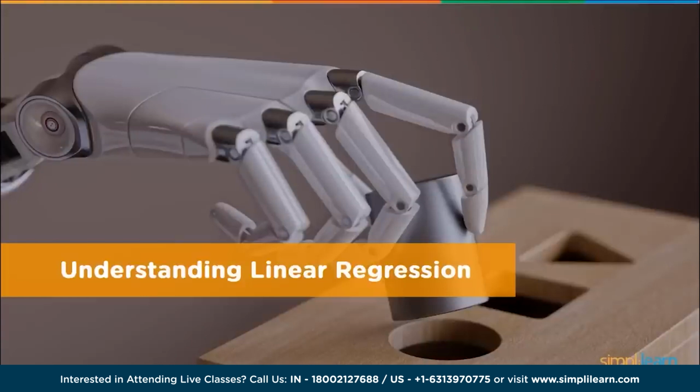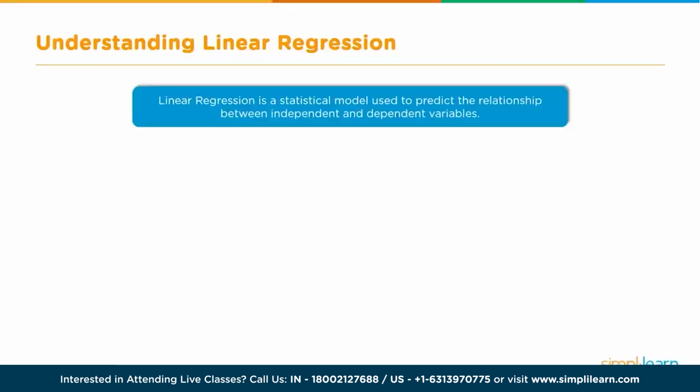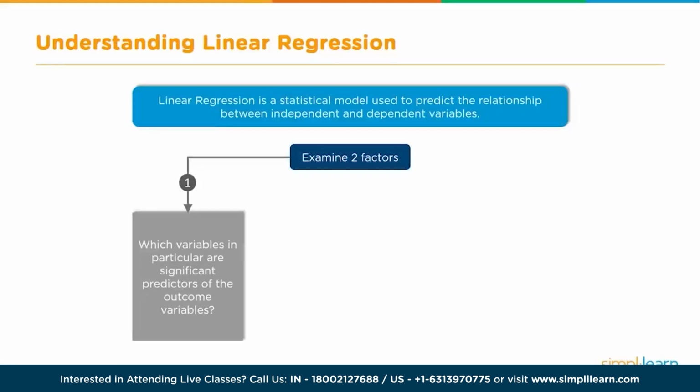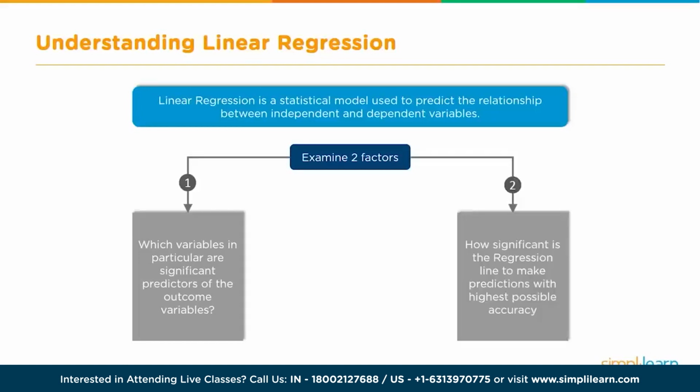Understanding linear regression. Linear regression is a statistical model used to predict the relationship between independent and dependent variables by examining two factors. The first important one is which variables in particular are significant predictors of the outcome variable. And the second one that we need to look at closely is how significant is the regression line to make predictions with the highest possible accuracy. If it's inaccurate, we can't use it. So it's very important we find out the most accurate line we can get.